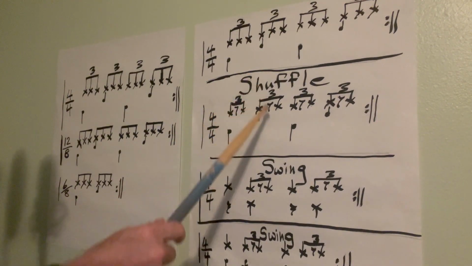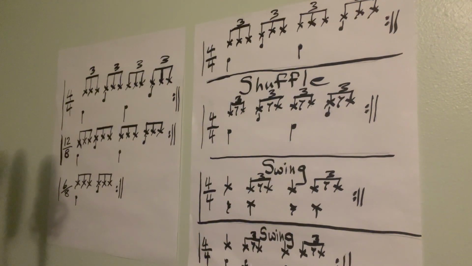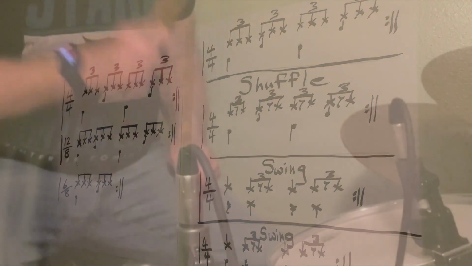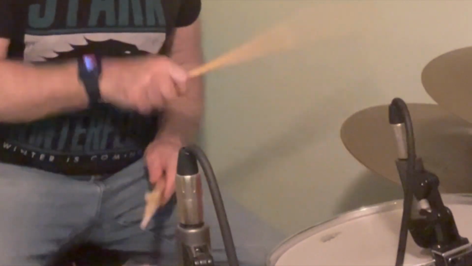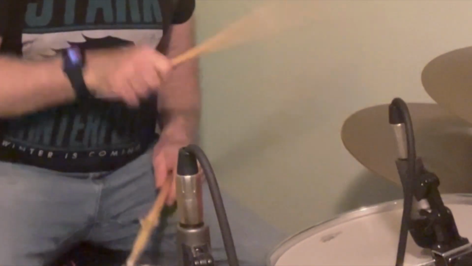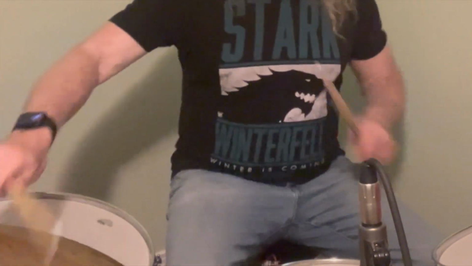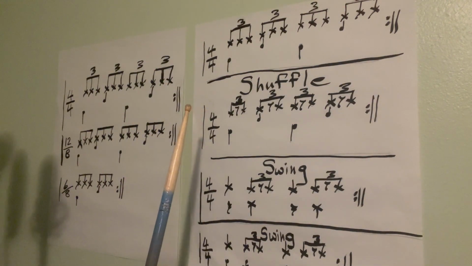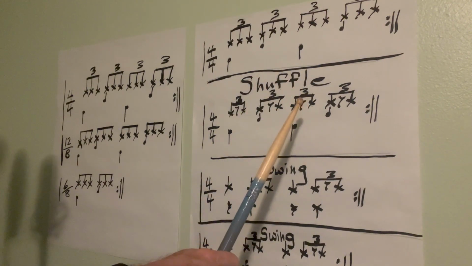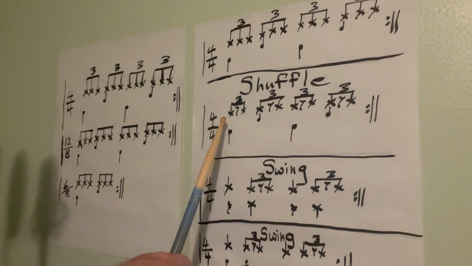By filling in the triplet rests with a snare drum, you can play increasingly complex rhythms in a shuffle. If we, instead of playing the snare drum on 2 and 4, play the snare drum on 3, we would have a half-time shuffle.